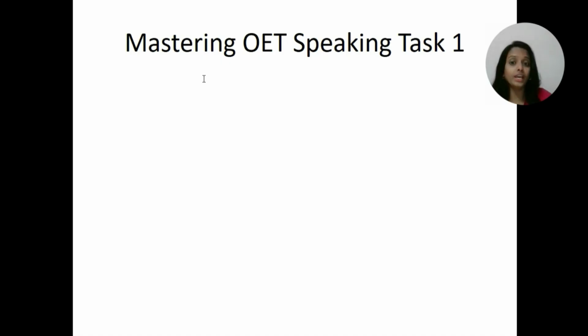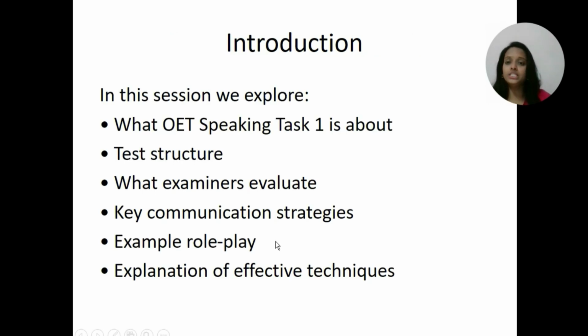We will go through everything step by step: what the task is about, its structure, what the examiners actually test, key communication strategies, and examples. Okay? So in the OET speaking test, you will complete two role plays with an examiner. During the role play, you take the role of a healthcare professional, for example, a doctor, nurse, pharmacist, physiotherapist, dentist, or other healthcare worker, depending on your profession. The examiner will act as the patient or the patient's caregiver.